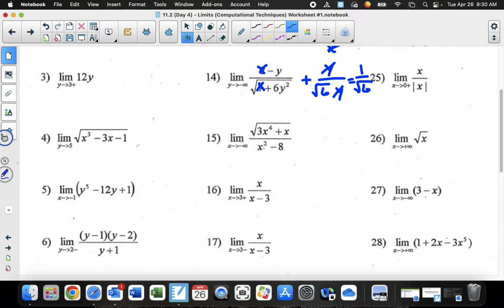If you left it like that, I'd give you credit for it on the test. If you do rationalize it, it would be square root of 6 over 6. But if you left it like that, I'd give you credit.